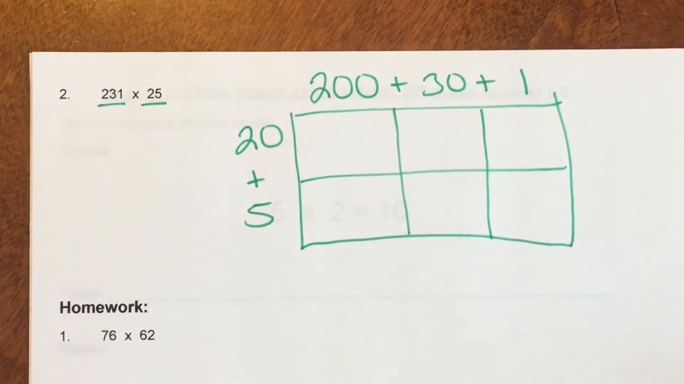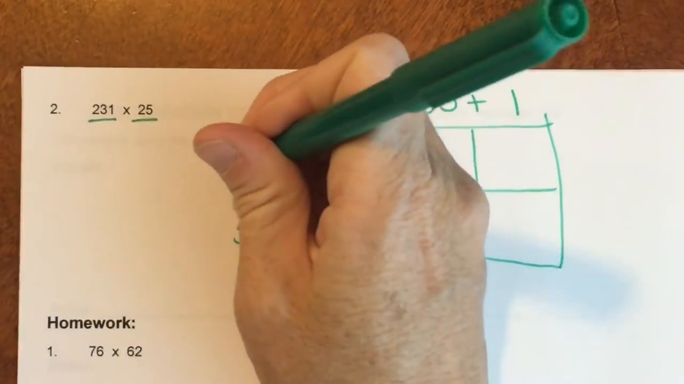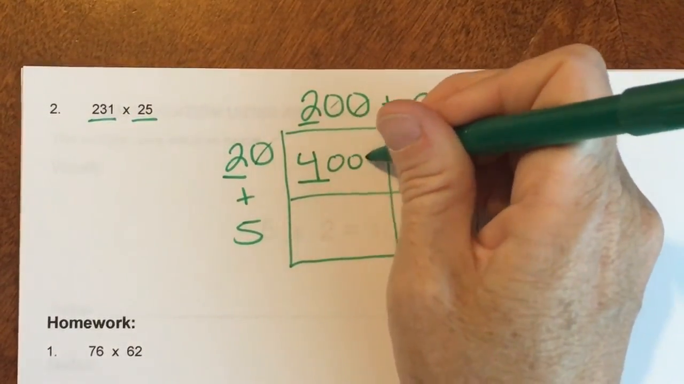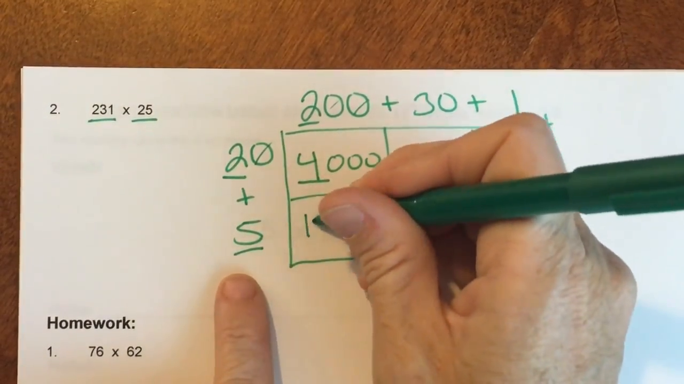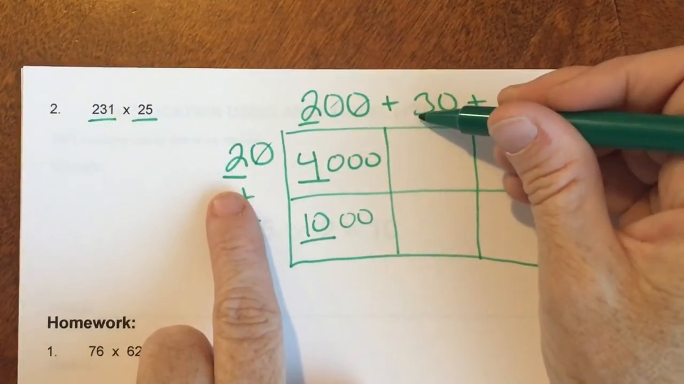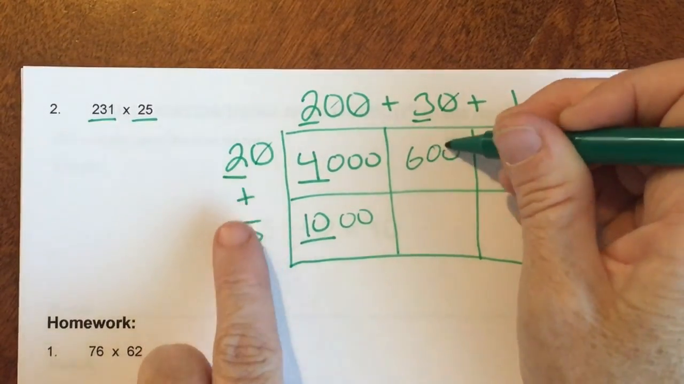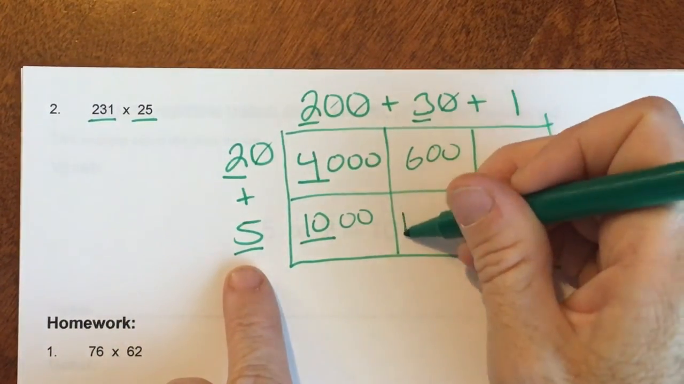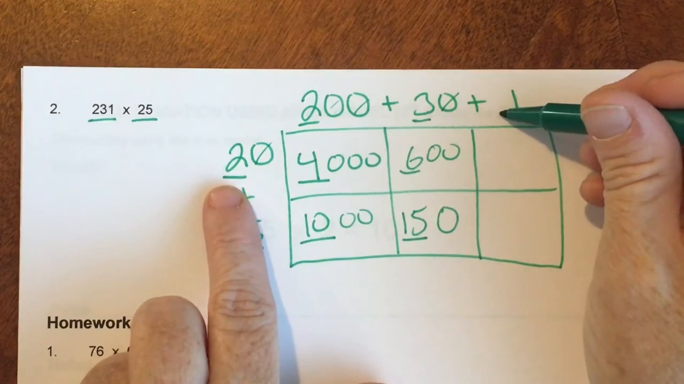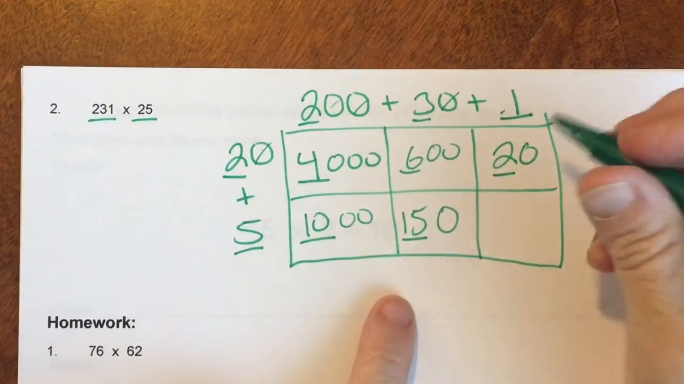Okay, step 3 is, now we're going to actually fill in this box with our partial products. So 2 times 2 is 4, and then I have 1, 2, 3 zeros. 2 times 5 is 10, and I need to add 2 extra zeros. 3 times 2, or 2 times 3 is 6, and I need to add 2 zeros. 3 times 5 is 15, and I need to add just 1 zero. 2 times 1 is 2, and I need to add 1 zero. And 5 times 1 is 5.